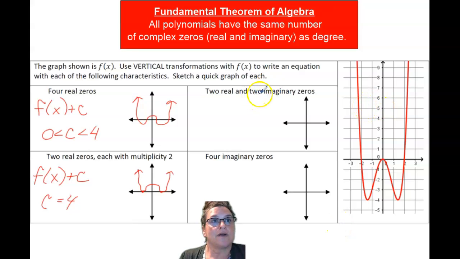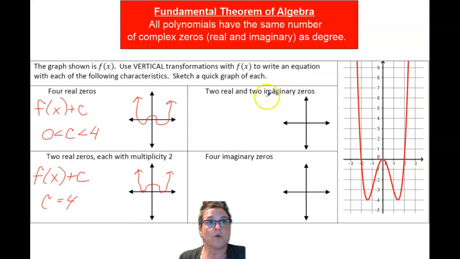Okay, next I want to find 2 real and 2 imaginary zeros, and this is where we get to the fundamental theorem of algebra, where all polynomials have the same number of complex zeros, real and imaginary, as its degree. Multiplicity is included in that. So here I had 4 real zeros, so that's my degree 4 polynomial. Here I have 2 real zeros, but that multiplicity of 2 still brings me to a total of 4. So the fundamental theorem of algebra still holds. Now if I have 2 real and 2 imaginary, that 2 plus 2 is still 4.